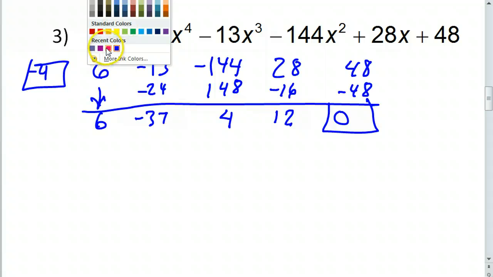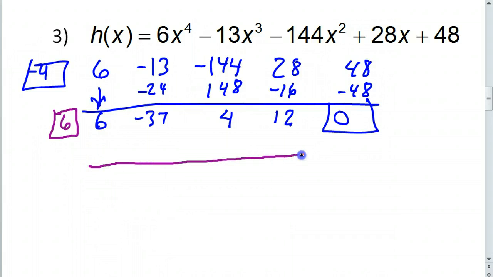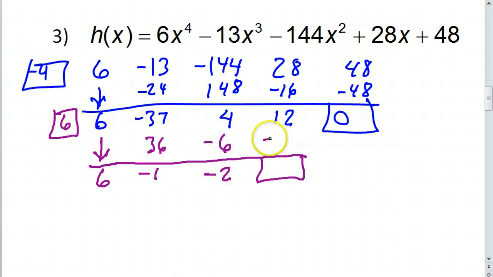Let me switch colors. The way you use another 0 is you just put the new 0 next to the bottom row, and just like that, it becomes the top row. And then you just continue. So I'll bring down that 6, and so that's 36. So that's -1, so that's -6, so that's -2. So that's negative 12. And so there it works again.